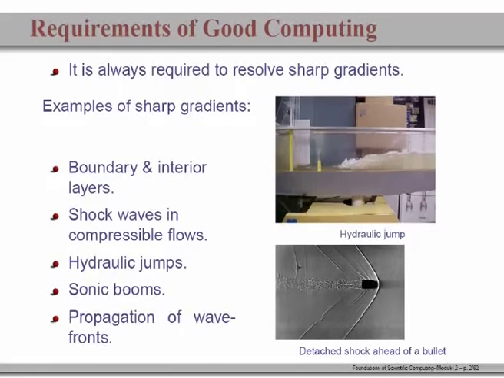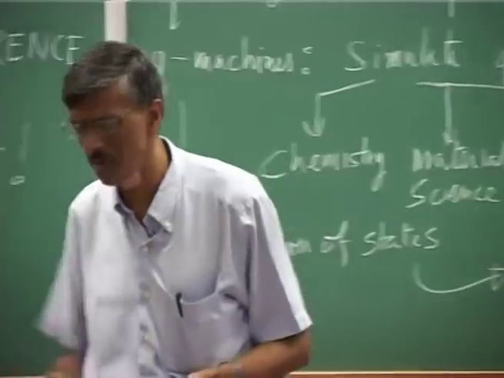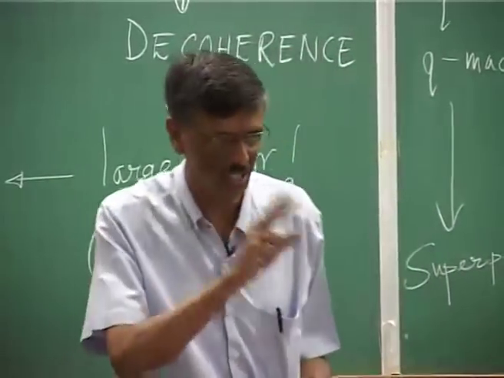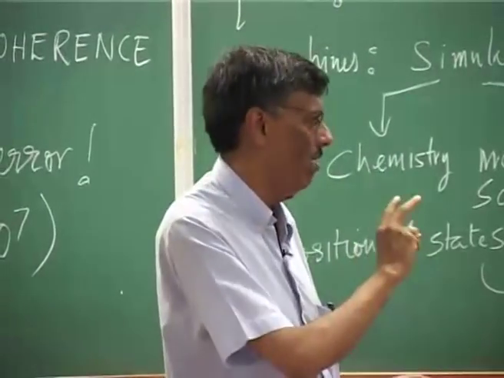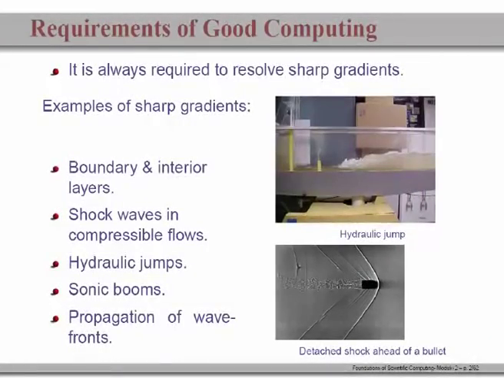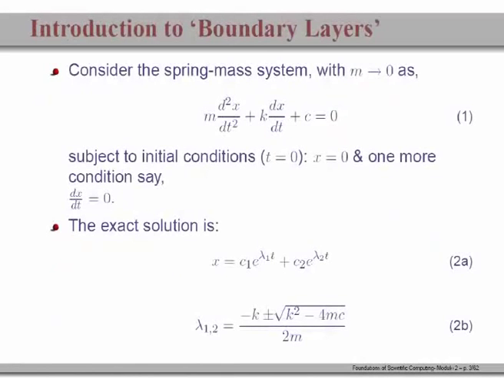And then in all disciplines of physics and engineering, wherever you see waves, you have wave fronts propagating, and these wave fronts also represent some kind of a discontinuity. That is the borderline between the signal and no signal. So, let us try to understand what this boundary layer is, where these sharp gradients come from.